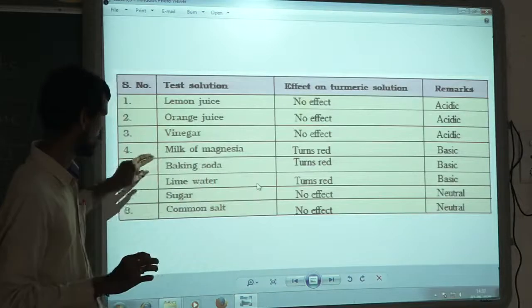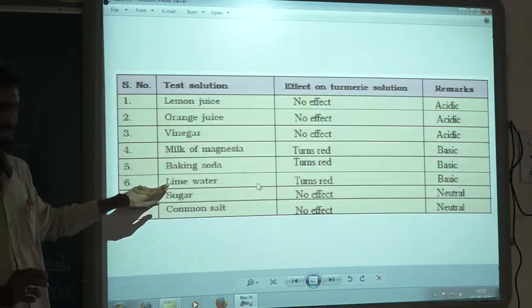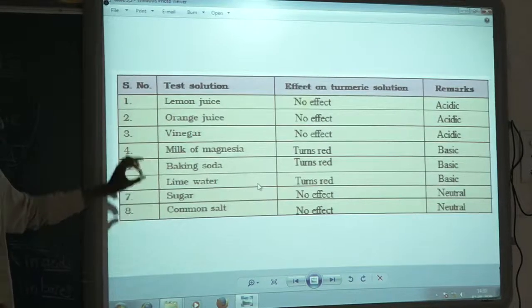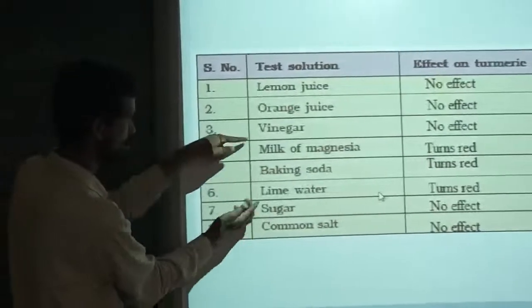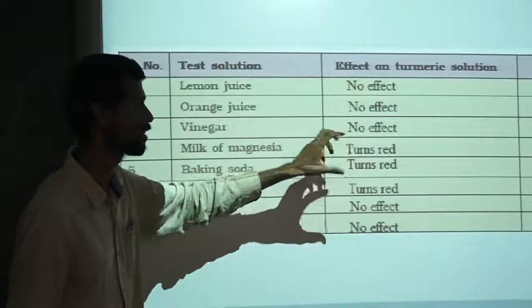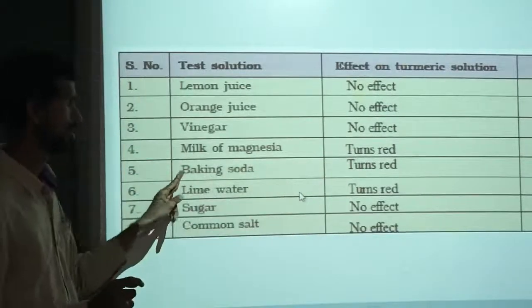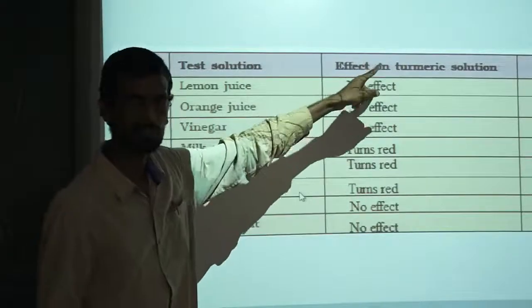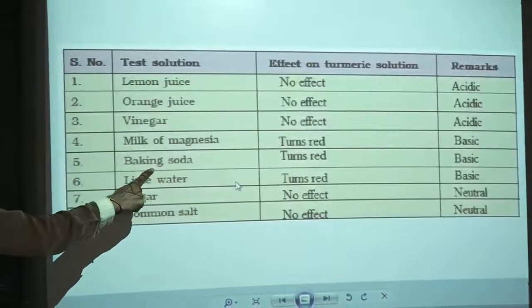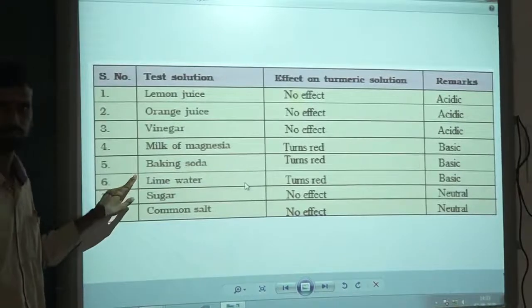Okay. So milk of magnesia, baking soda, lime water, calcium oxide, calcium hydroxide, sugar, common salt. Now if you see this 4th, 5th, 6th, turmeric changes to red. And what does it indicate? What does it mean? If a substance turns turmeric to red, it means it is basic. So milk of magnesia, baking soda, lime water, 1, 2, 3, they are basic in nature.